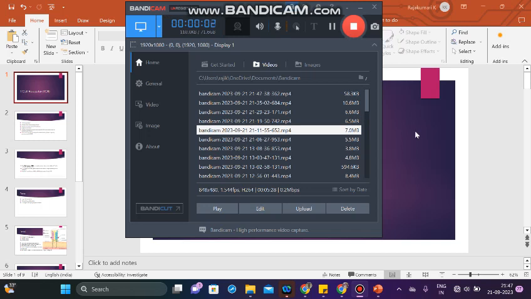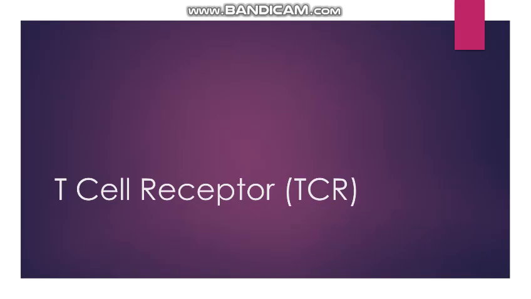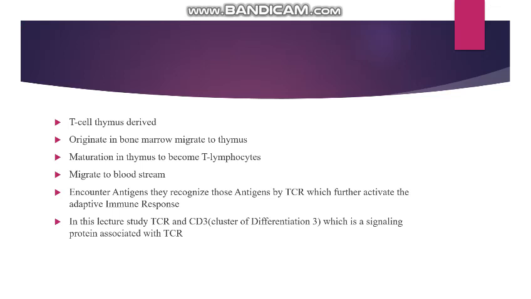Hi everyone. Today we are going to see an important topic from immunology subject, T cell receptor. T cell, T means thymus derived. It originates in bone marrow and migrates to thymus. The maturation in thymus to become T lymphocytes. And then it migrates to bloodstream. It encounters the antigens and recognizes those antigens by T cell receptor, which further activates the adaptive immune response.